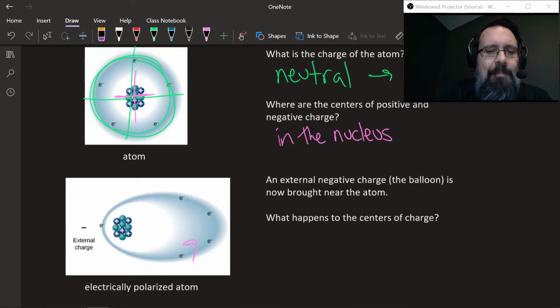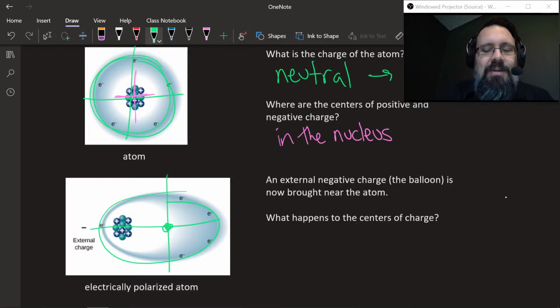So what ends up happening is the center of charge gets shifted. So what happens to the center of charge? Well, the center of the positive charge is still here in the nucleus. But look what happens to the center of the negative charge. The negative charge center is now out here. So there's your center of negative charge, but your center of positive charge is still over here.